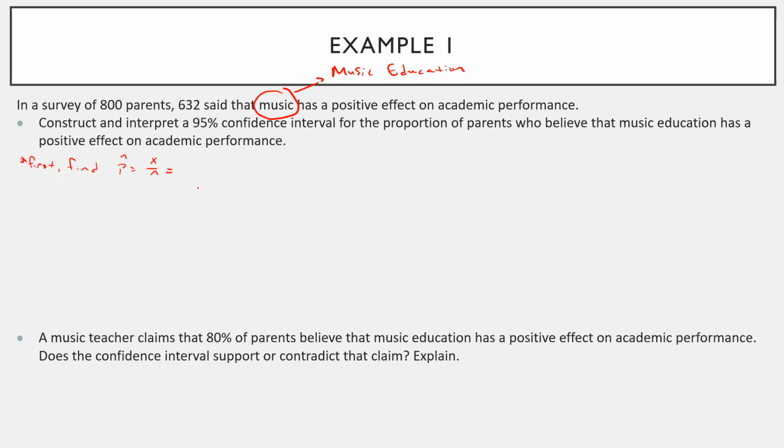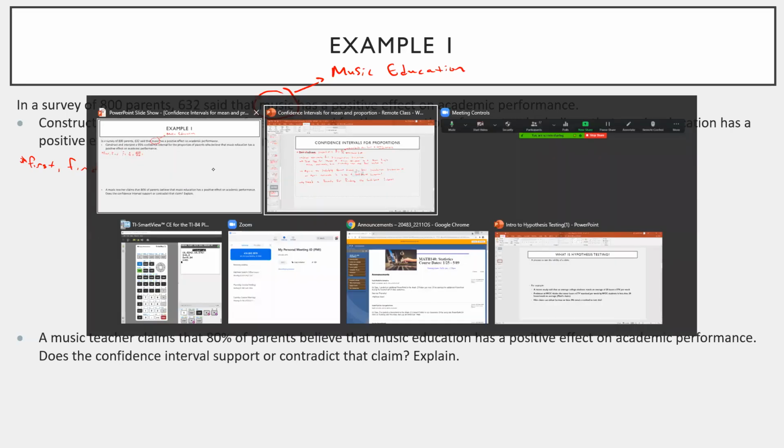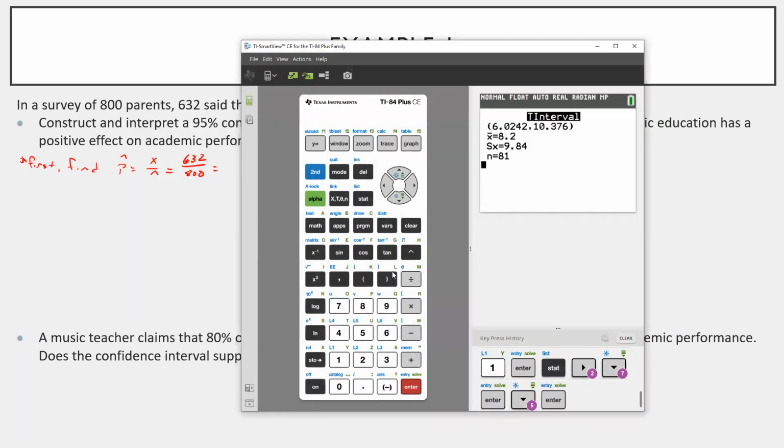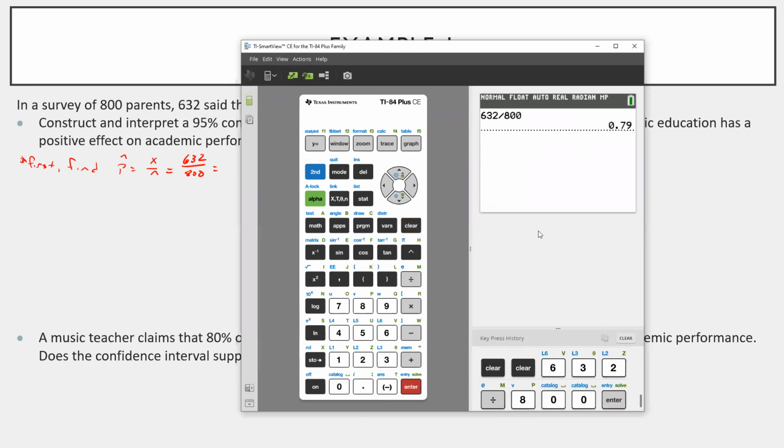Well, how many parents said that music does have a positive effect? So you take 632 and you divide it by the 800 parents in the sample. So let's grab our trusty calculator here. Let's do 632 divided by 800, and you get 0.79, okay? 0.79.